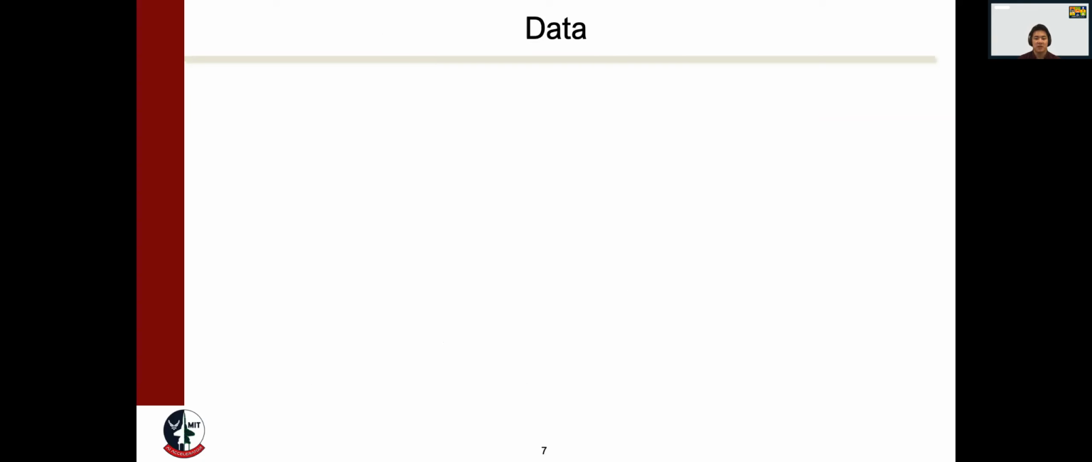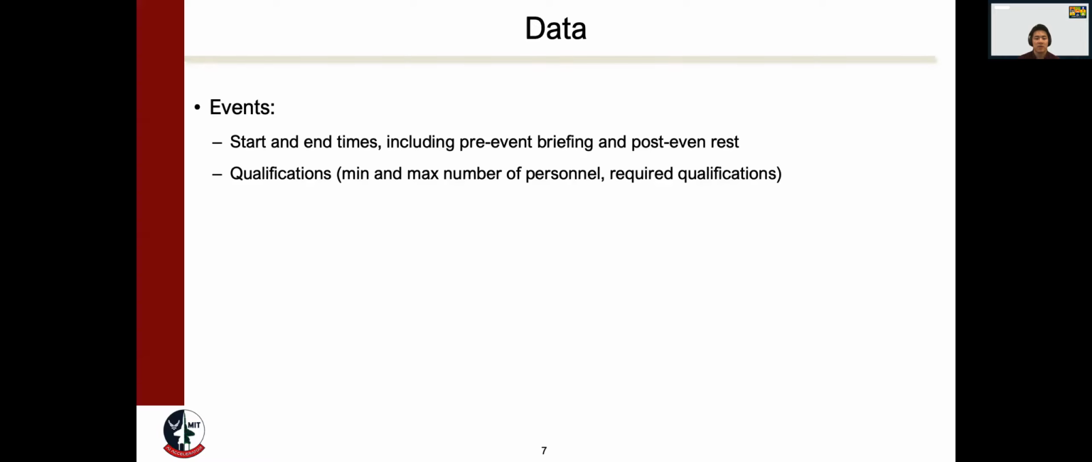One of the challenges of this project has been pulling together reliable data. There is no consolidated place where all of this data lives, so considerable effort is required to aggregate across different data sources. For events, we have the start and end times, including the pre-event briefing and post-event rest. We have the minimum and maximum number of personnel for each event. Simulations usually have fixed capacity, but training flights and missions can have a wide range of capacities. We also have the crew qualifications required for each event.